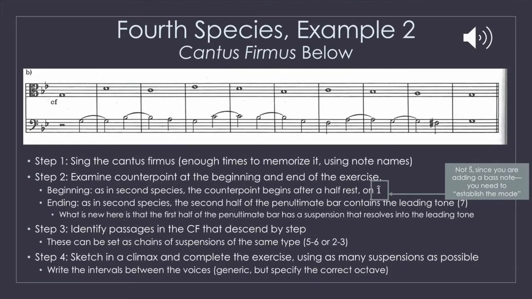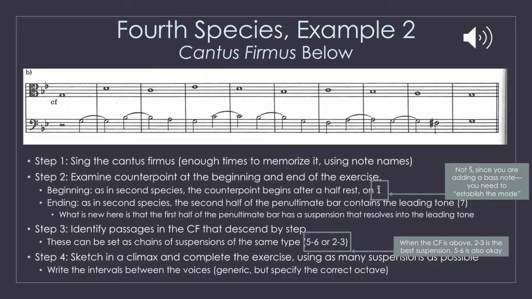The only difference here is that since the counterpoint is below the cantus firmus, we have to begin on scale degree 1. We can't begin on scale degree 5 because we need to establish the mode. And then the ending is going to be the same general idea. We're going to suspend and resolve into the leading tone. And resolve that. So for step 3, identify passages in the cantus firmus that descend by step.